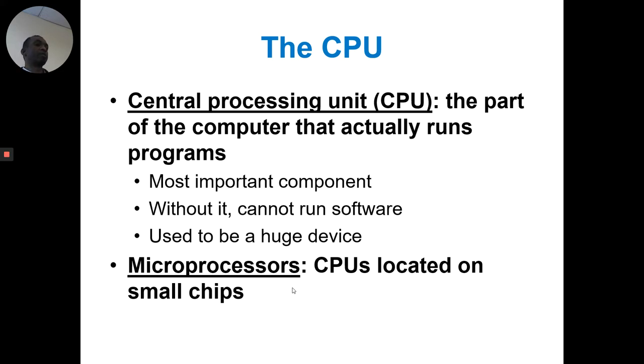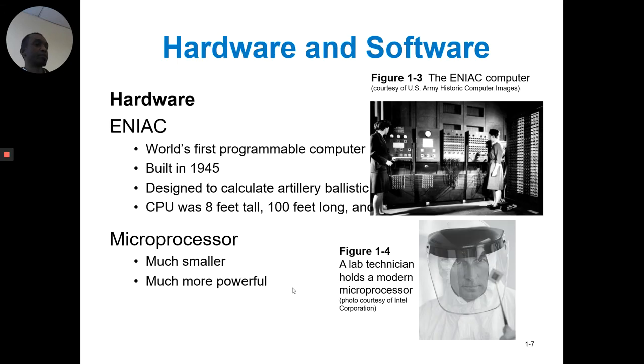It used to be a huge device. In the past, it was almost 6-7 feet tall and extended a few hundred feet. It wasn't as powerful as what we have right now, which is basically as small as your thumb. Microprocessors or CPUs are now located on small chips. Look at the screen here. The one on the top right-hand corner was the CPU back in the days. And now here is the CPU. See how small that is?